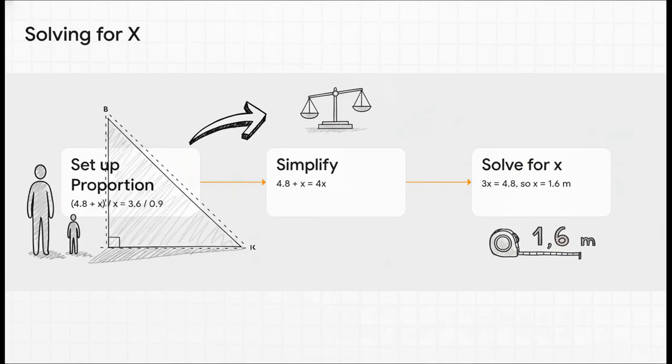And since we know they're similar, we can set up a ratio. The height of the big triangle over the height of the little one has to equal the base of the big triangle over the base of the little one. You plug in the numbers we know, do a tiny bit of algebra, and boom! The shadow's length is 1.6 meters. We just measured something without actually touching it.